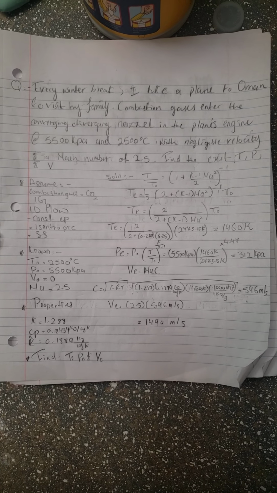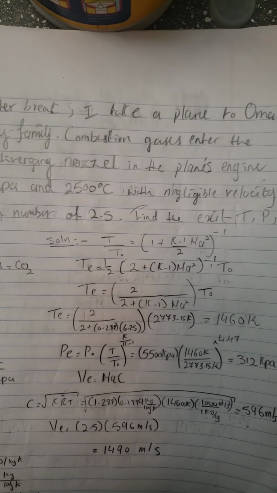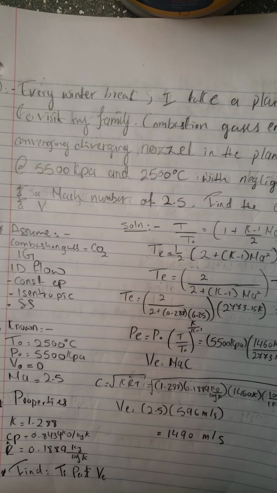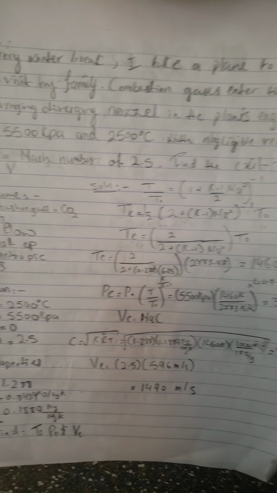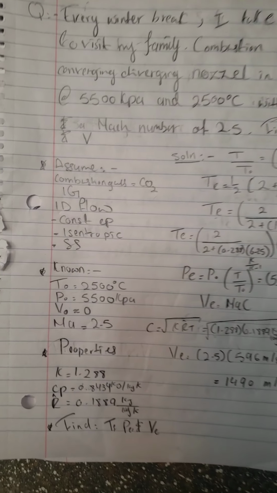This is IQE8, the calculation question. The question states, every winter break, I take a plane to Oman to visit my family. Combustion gases enter the converging-diverging nozzle in the plane's engine at 5,500 kPa, 2,500 degrees Celsius with negligible velocity, and a Mach number of 2.5. Find the exit temperature, pressure, and velocity.